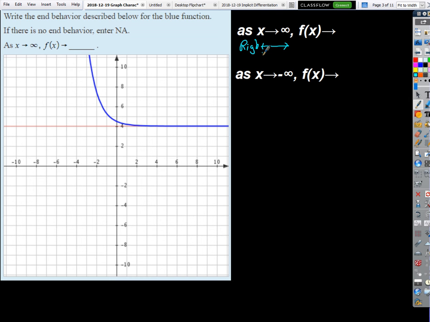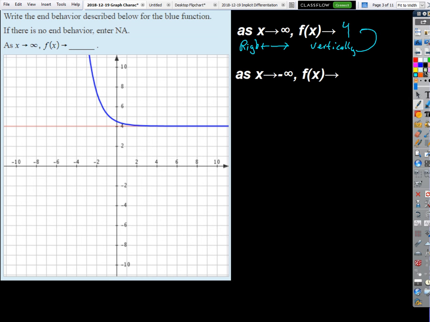What's f of x doing? As the ant trots along this thing forever to the right, what's his y value? Approaching, because that's what that means. As x approaches infinity, f of x approaches what? 4. Yeah, right? His y value is approaching 4. He's inching closer and closer and closer to y equals 4. So he's going vertically to there, right? Now what about this statement down here?